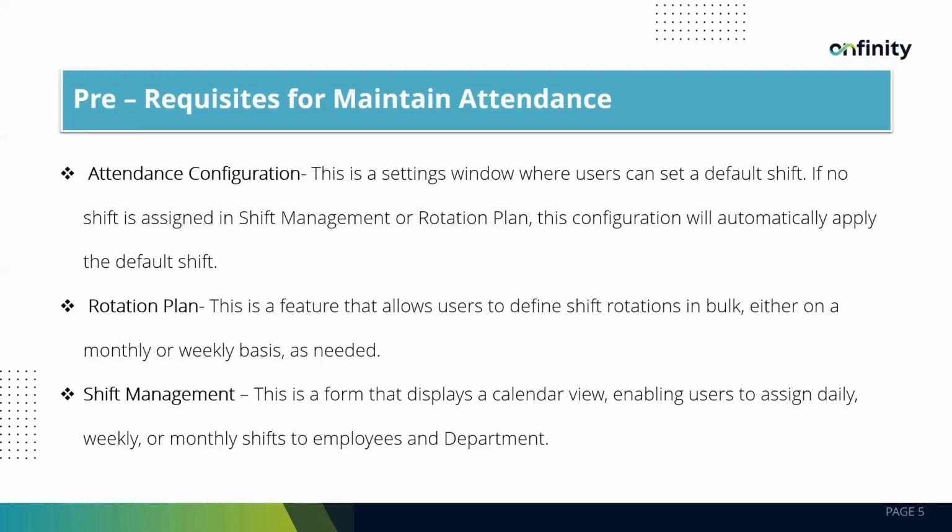In the attendance configuration window, users can set a default shift. If no shift is assigned in shift management or the rotation plan, this configuration will automatically apply the default shift. Rotation plan. This feature allows users to define shift rotations in bulk, either on a monthly or weekly basis as needed. Shift management. This form displays a calendar view, enabling users to assign daily, weekly, or monthly shifts to employees and departments. Now, let's see how to use the shift management form in the system.